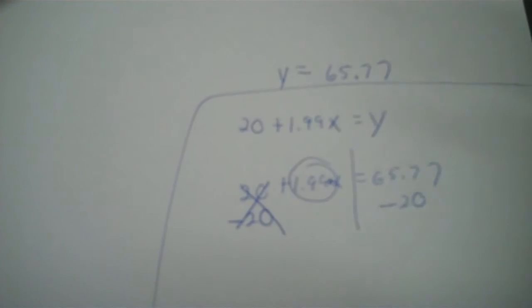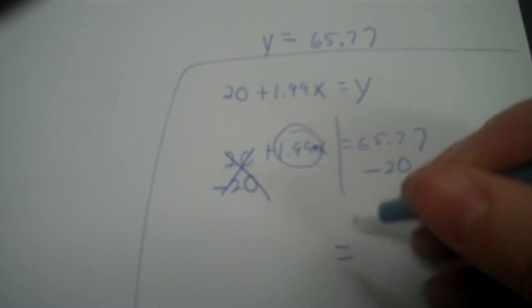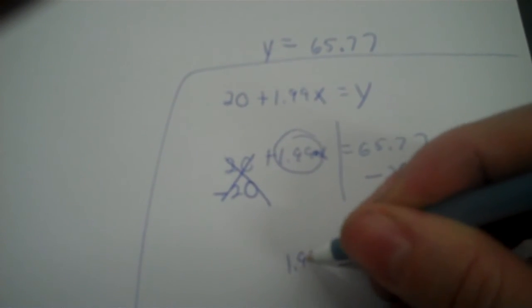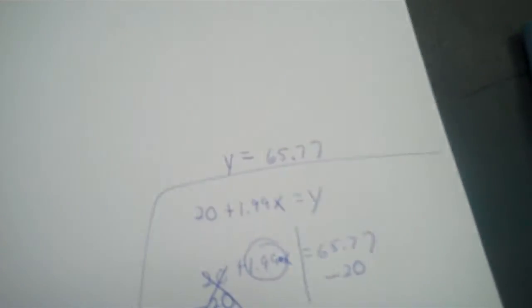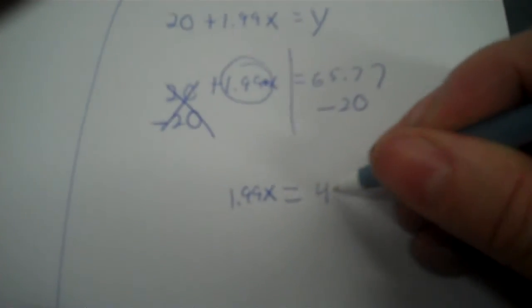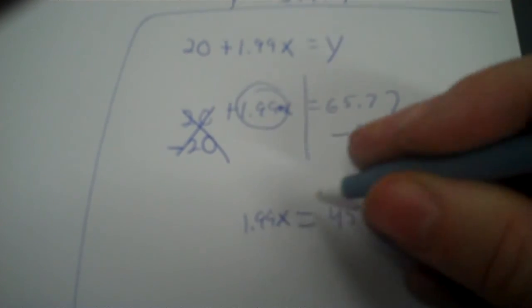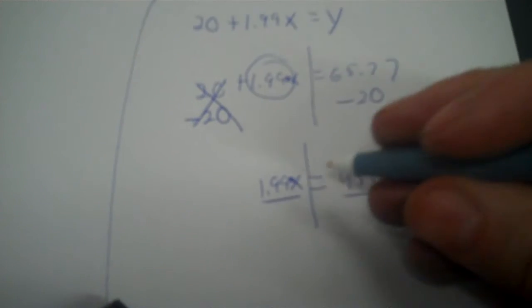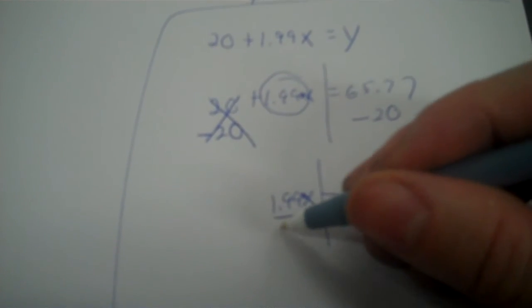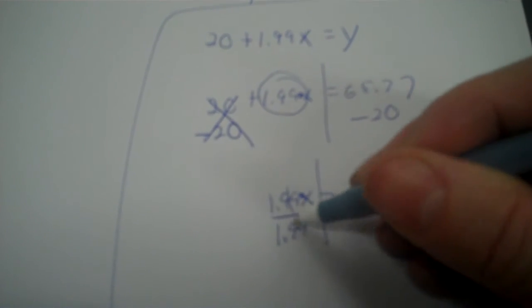Okay, 20 minus 20 is 0. Equals, over here you got 1.99x, and over here you subtract. 65.77 minus 20 is 45.77. After that, we divide. You divide by $1.99. Put the number with the X under your lines. Remember to do that.